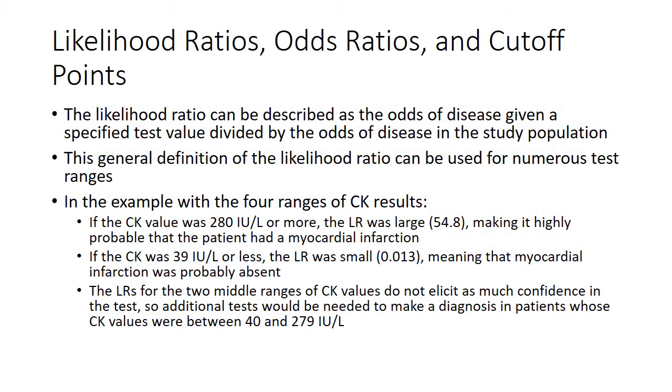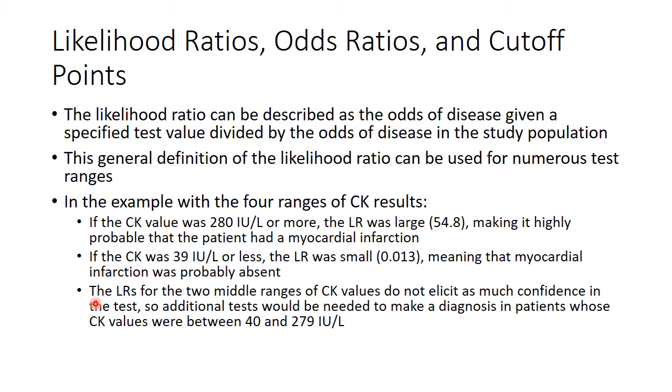And another way you can describe this likelihood ratio is basically the odds of a disease given a specified test value divided by the odds of disease in the whole study population. And so you can see when you're looking at these different ranges, if the CK value is 280 or higher, the likelihood ratio was very large, 54.8, meaning that the odds that a patient has a value this high and has an MI is very, very high, right? Versus if you use that lower cutoff point of 39 or less, the likelihood ratio is very small, meaning that if the patient had a value like that, the odds are very low that they actually had an MI. It's not zero, but it's very low as compared to using a much higher cutoff point.